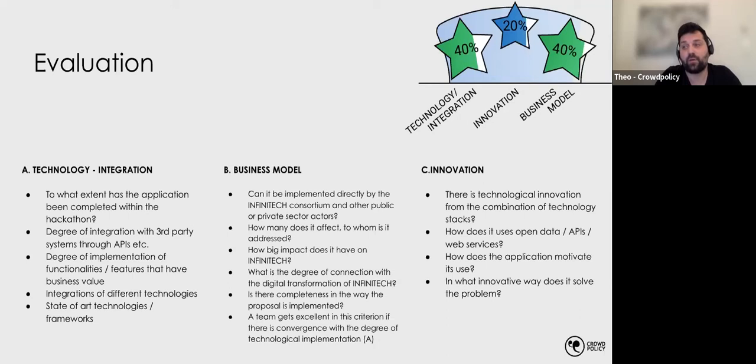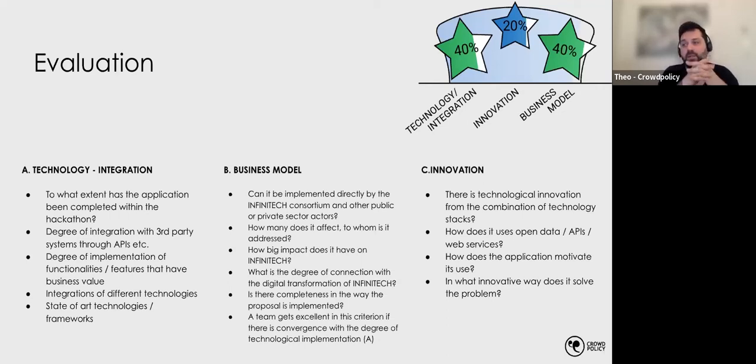We're looking at the degree of implementation of the functionalities and the features that have some business value. We're looking for integration of different technologies, so you can use any technologies that you want. Of course, we would like to see more state-of-the-art, newer technology that is more modern and can help us build better apps. So this is the first one. It's one of the main focuses.